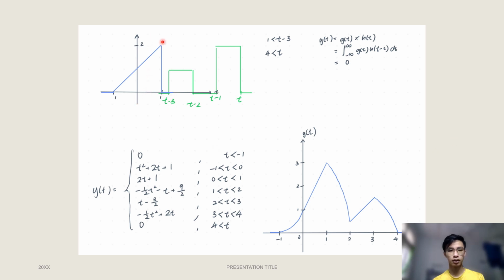Finally, we have both signals not intersected again, which is when t is greater than 4 and the output is 0. Collecting all of the equations we have calculated within the specified time domain, a graph can be plotted, which is y(t).